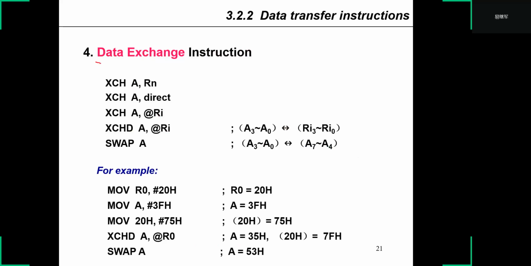Data exchange instruction, XCH. Data exchange. It just exchanges the data between A and Rn, or A and direct address.